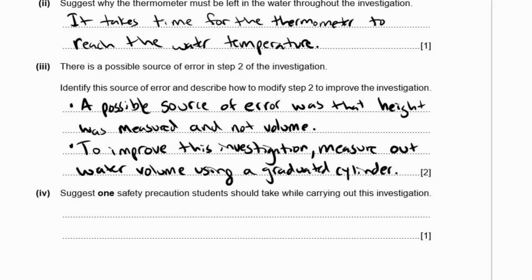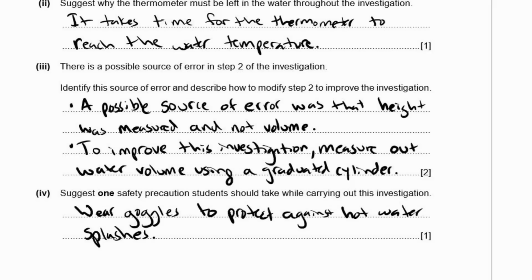All right, and now suggest one safety precaution students should take while carrying out this investigation. Well, there's lots of things you can do. You're using hot water, so you can say something like, wear goggles to protect against hot water splashes. You can also say something like wearing gloves, using tongs, wear a lab coat, and standing up throughout the investigation, because if you're sitting down, it takes longer to move out of the way if something's about to spill.